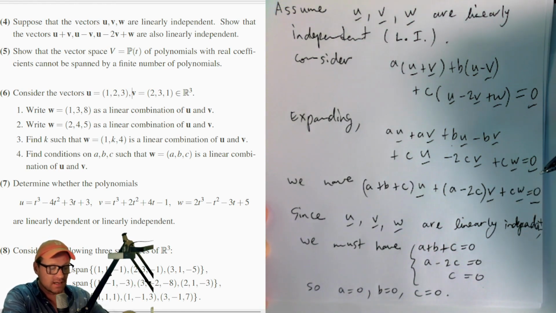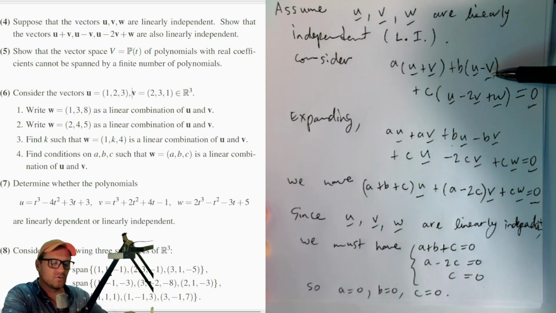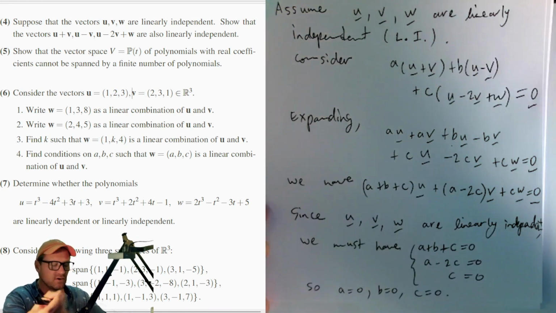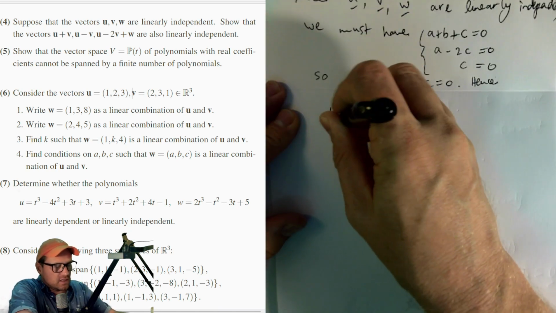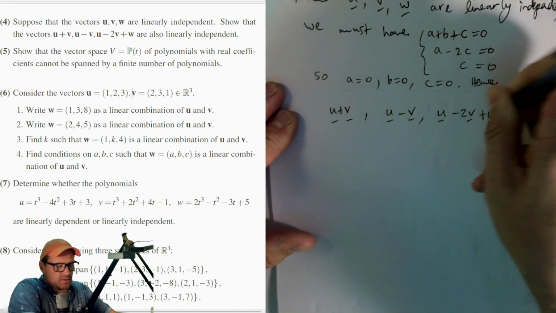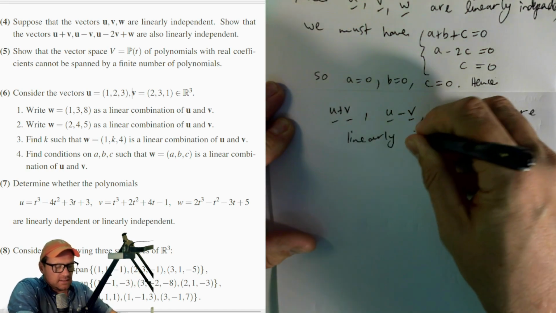So what does this tell us? Well, it tells us that u plus v, u minus v, and u minus 2v plus w have to be linearly independent as well, because their coefficients are forced to be all 0. So hence, u plus v, u minus v, and u minus 2v plus w are linearly independent.